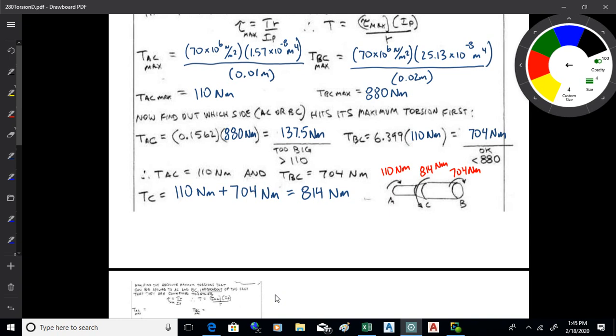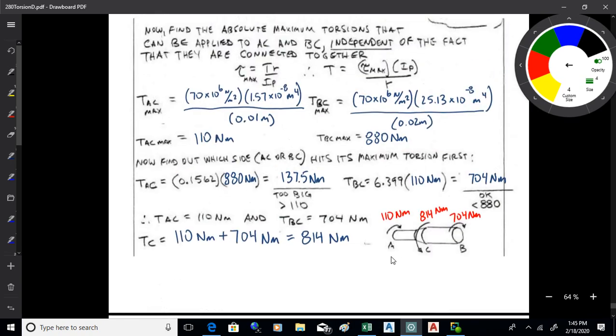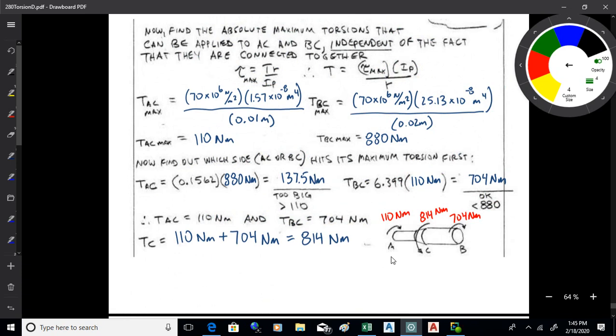Got any questions on that? So that's the deal with that one. So that's indeterminate torsion. It's similar to the axial stuff we did in that you can do a little bit with statics, but you're limited. So you can do more when you employ strength of materials. You can solve for an extra variable is usually how that works out.